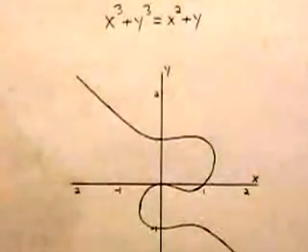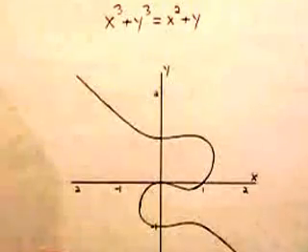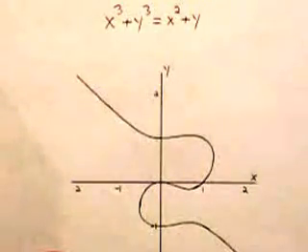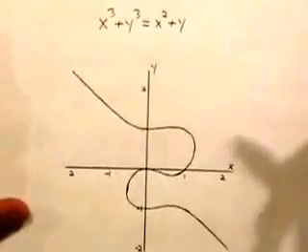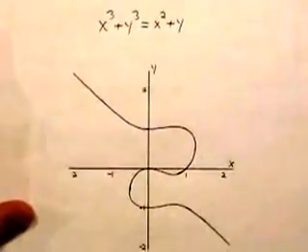Without a computer, it would be really tough. But basically what you do is you plug in values of x and you get y values out, just like you would with a regular function if y had been isolated.